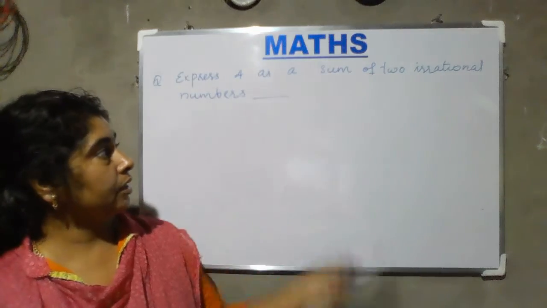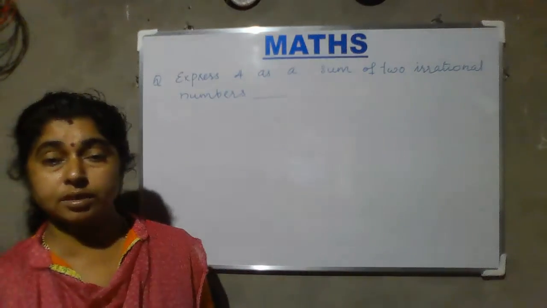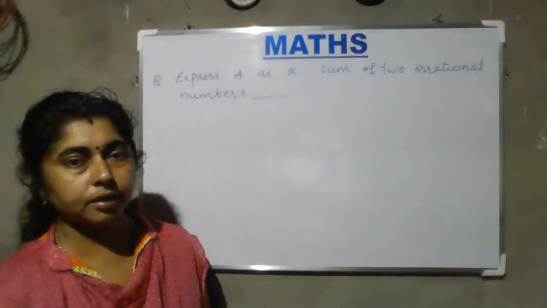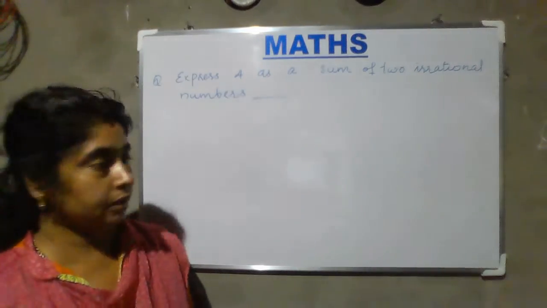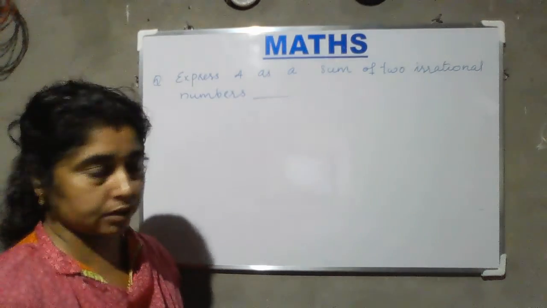Express 4 as a sum of two irrational numbers. You know that 4 is a rational number.